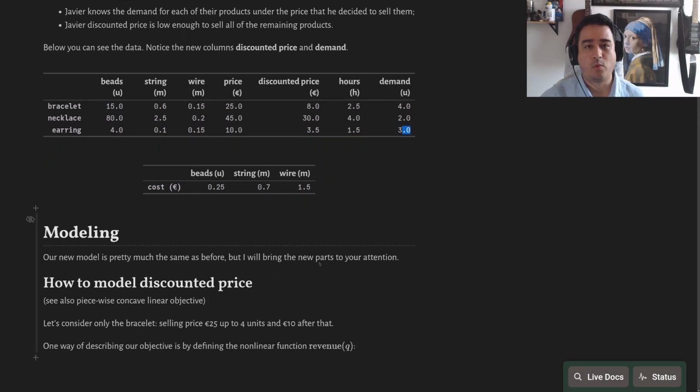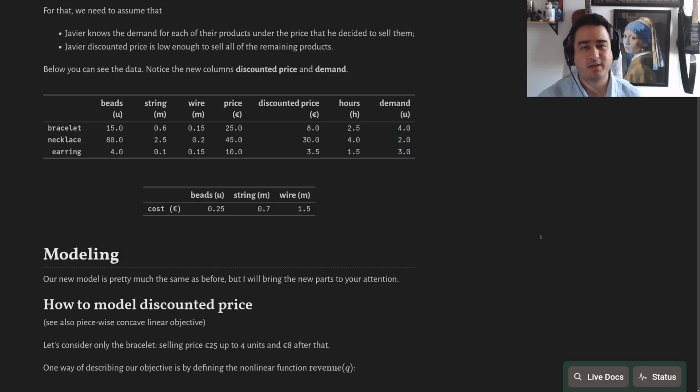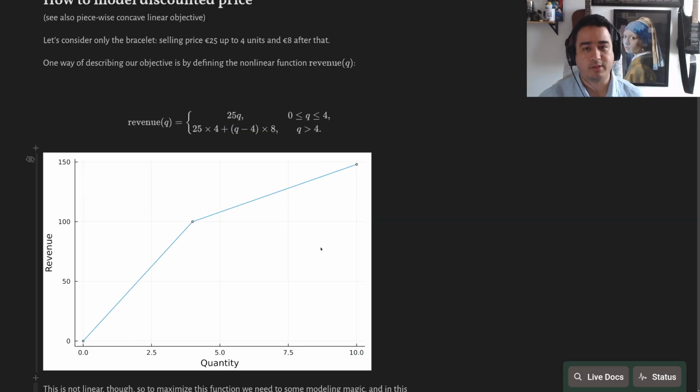The modeling has one big part. How do we deal with this price changing depending on the amount that's being sold? So let's look at an example at a smaller scale. Look only at the bracelets, okay? We can sell 4 units at 25 euros and at 8 euros we can sell everything else. This is the revenue for that bracelet. So up to 4 bracelets, my revenue is 25 times Q. And after that, I have sold 4, so 25 times 4, plus however many above 4 times 8. So essentially I have 2 slopes on my objective function, my revenue function.